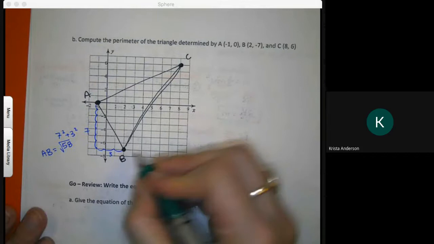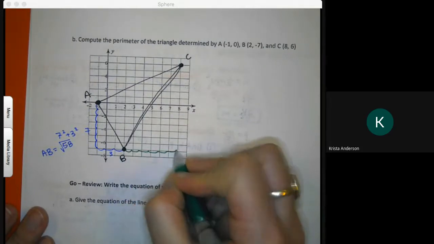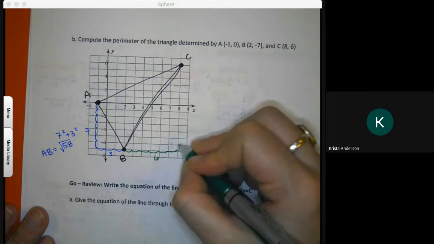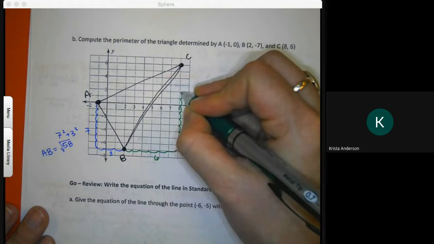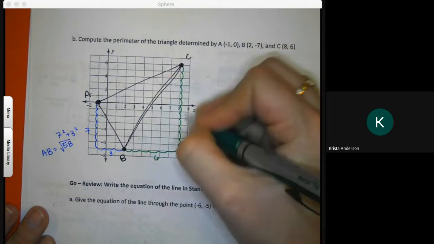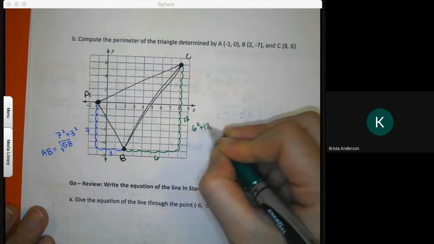B to C: 1, 2, 3, 4, 5, 6. And 1, 2, 3, 4, 5, 6, 7, 8, 9, 10, 11, 12, 13. What is 6 squared plus 13 squared?